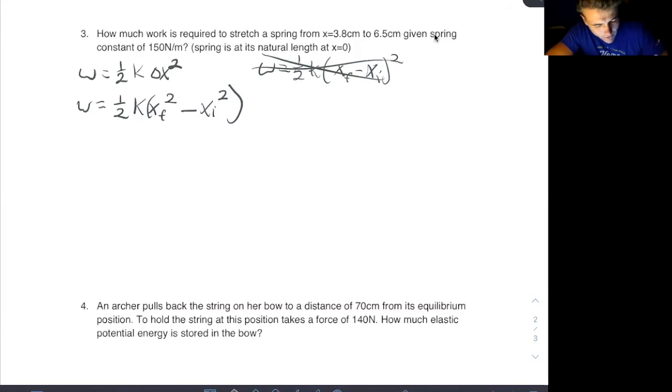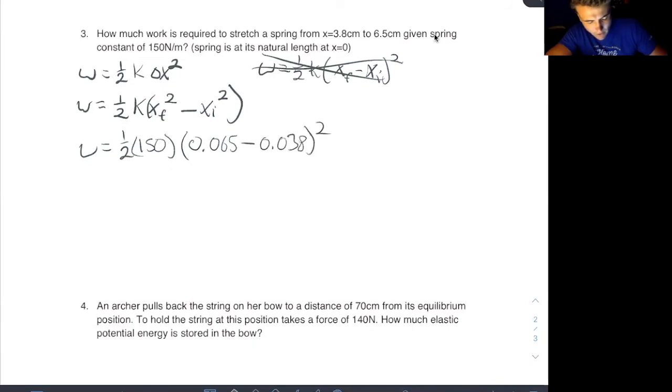So now we have our equation. Work equals 1/2 times 150 times the final length, converting to meters, 0.065 minus 0.038 squared. And then when you solve it, we get our work, which is 0.209 joules in this case. Right, good.